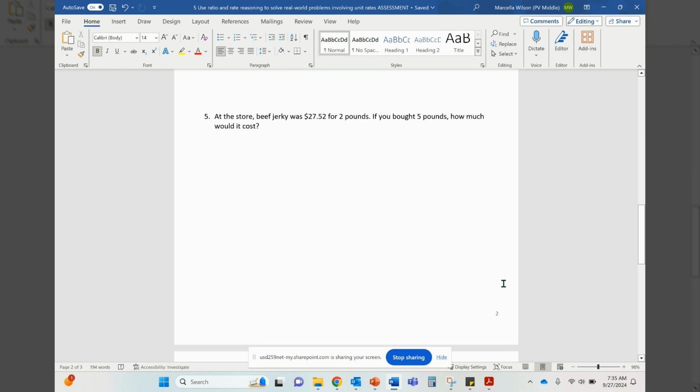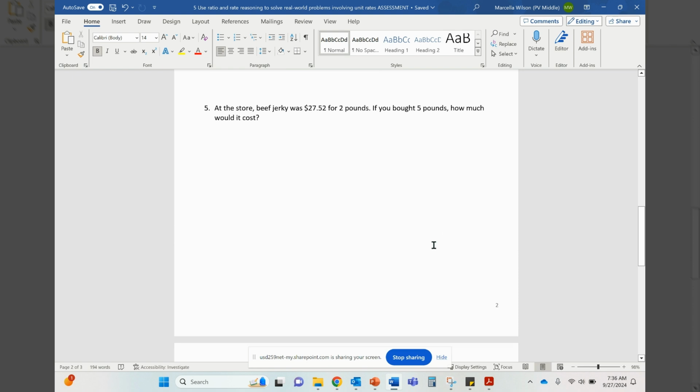And number 5, at the store, beef jerky was $27.52 for 2 pounds. If you bought 5 pounds, how much would it cost? So first you have to find out how much 1 pound is, which you'll get when you do 27.52 over 2. So I'm pretty much giving you answers here. And then you have to multiply that number by 5 to find out how much 5 pounds would cost.